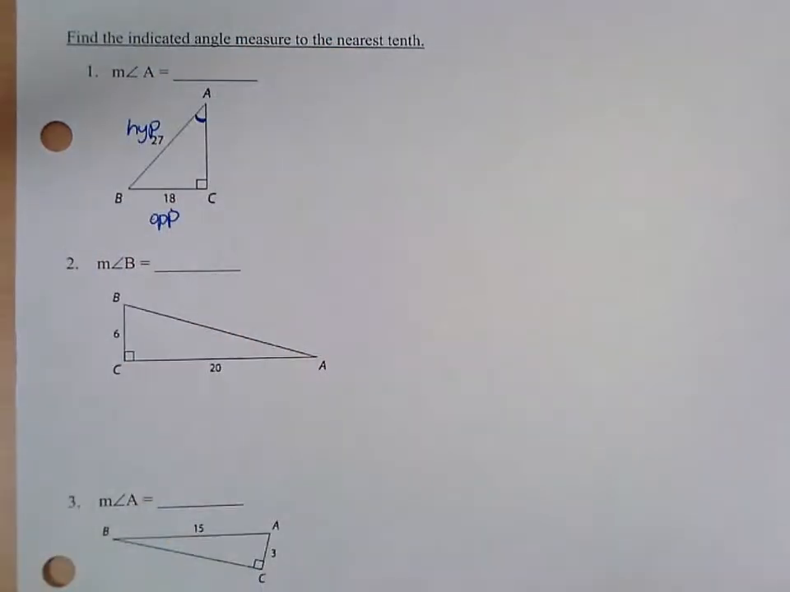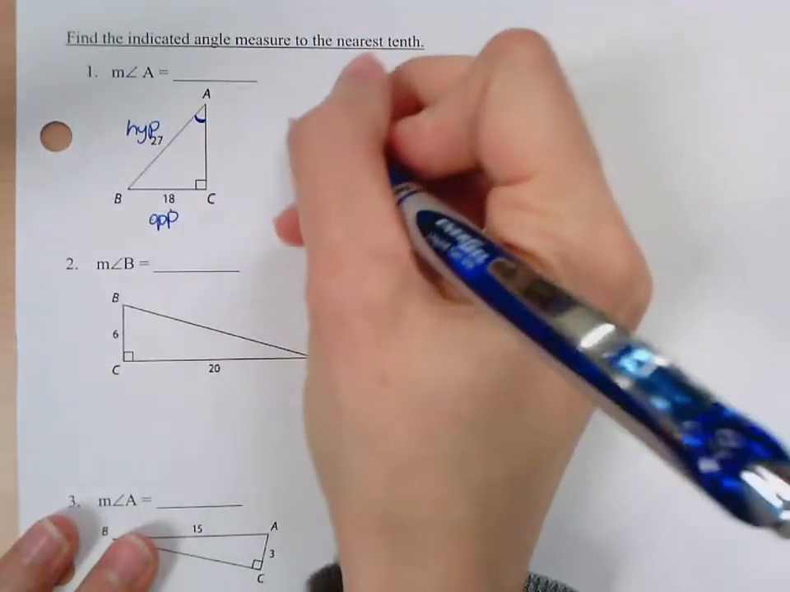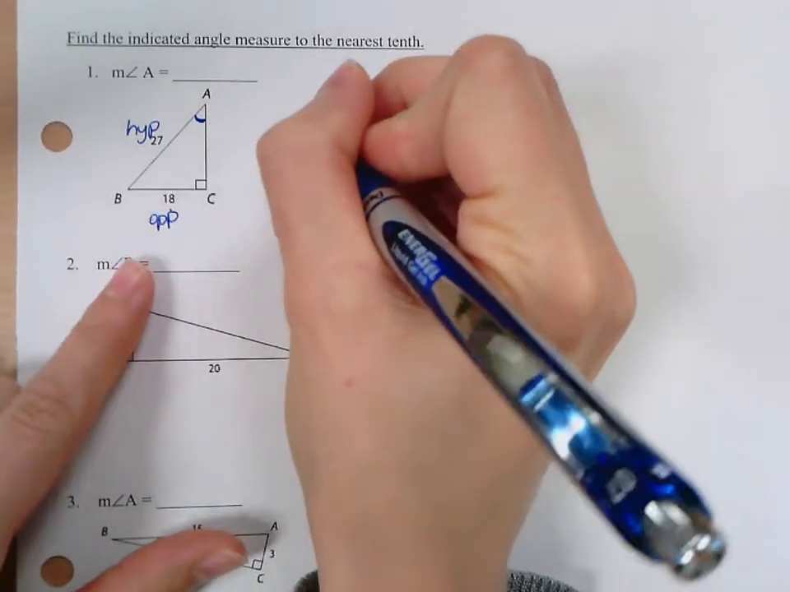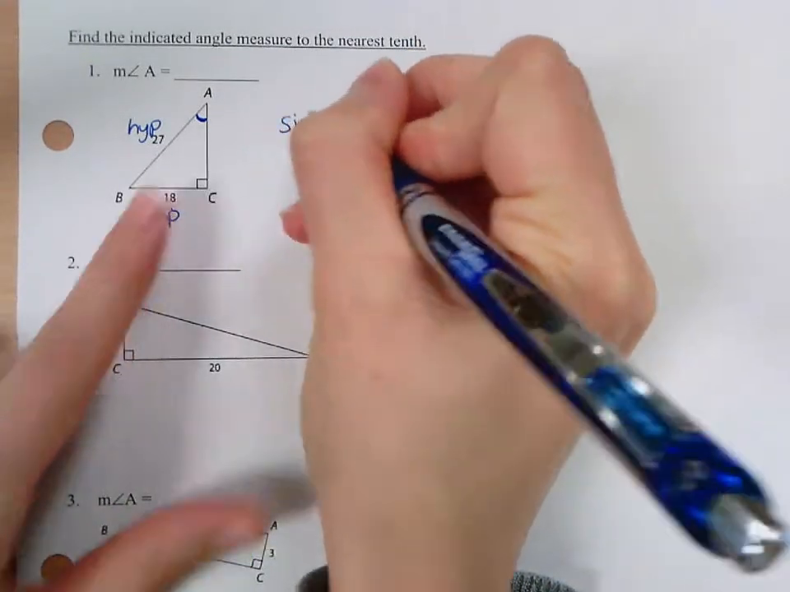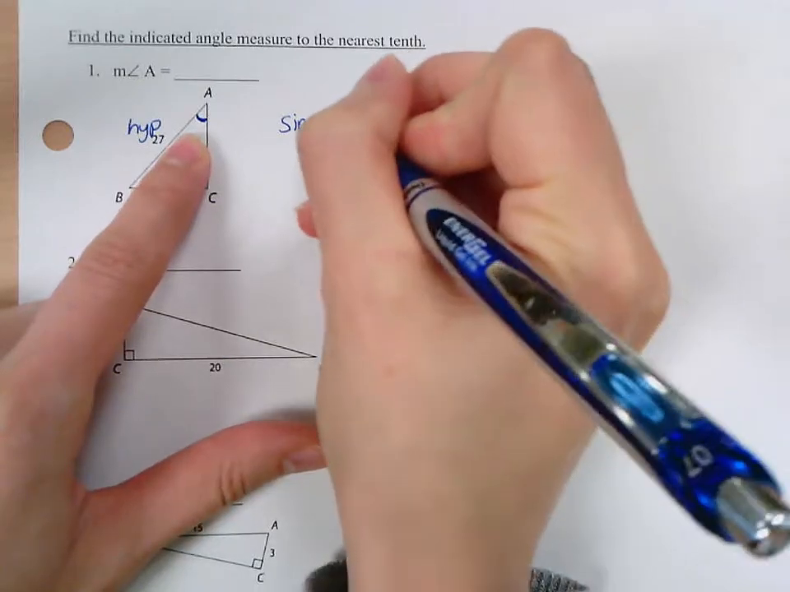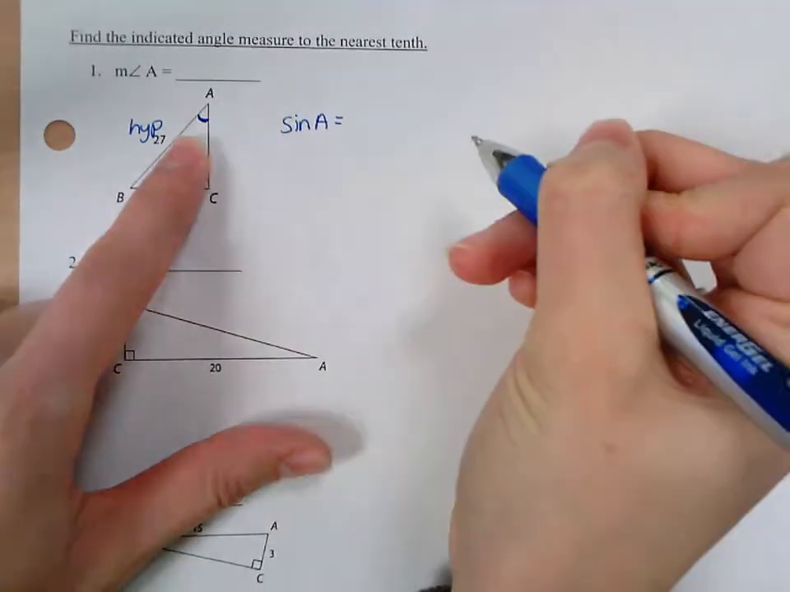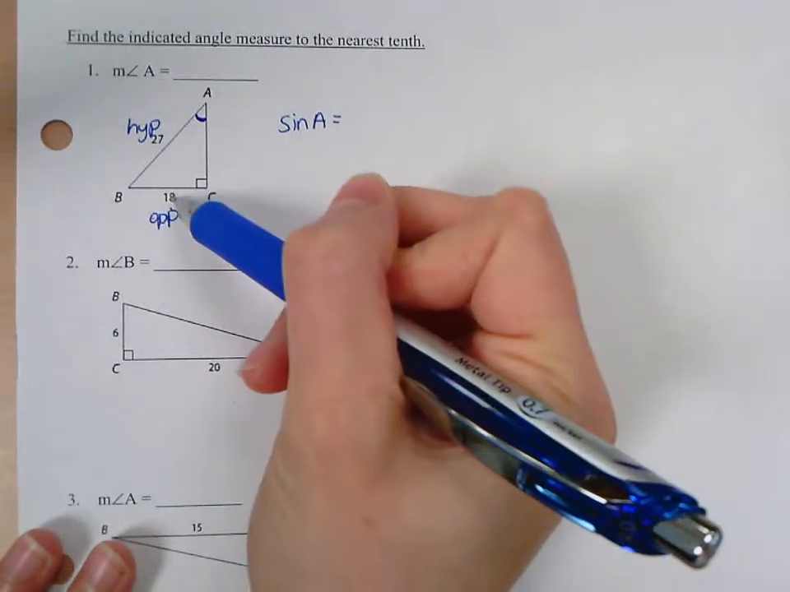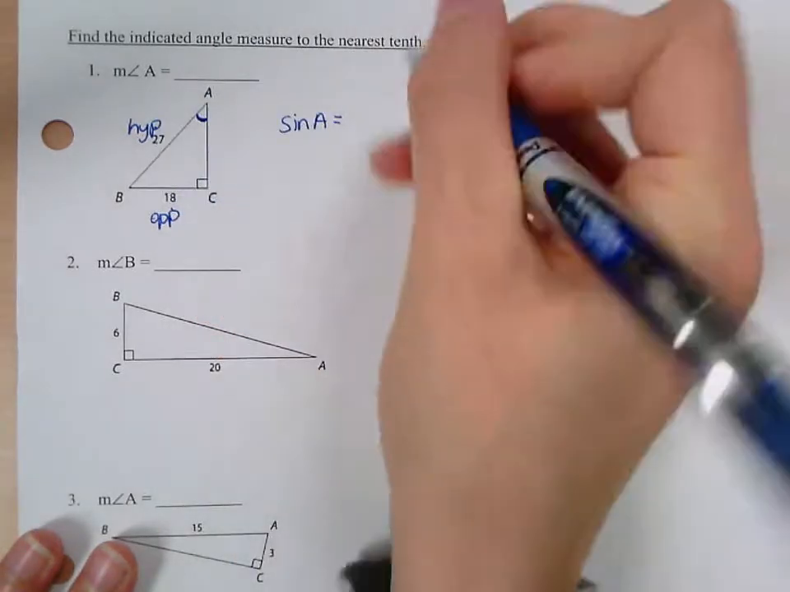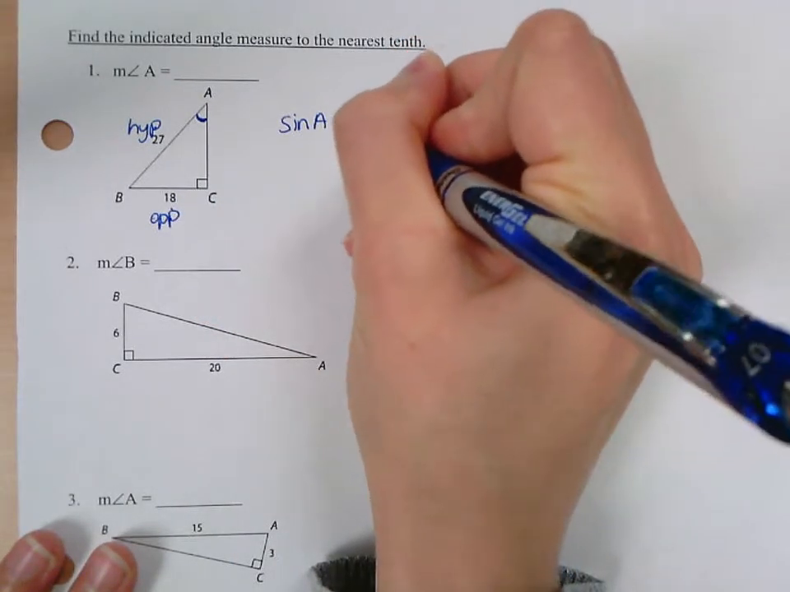So now think of SOHCAHTOA. Which one, sine, cosine, or tangent, uses opposite and hypotenuse? Yeah, the S, opposite over hypotenuse, is sine. So this is how it's going to be set up. I'm going to say sine of angle A, which I don't know what it is. So sine of angle A is equal to opposite over hypotenuse, so 18 over 27.